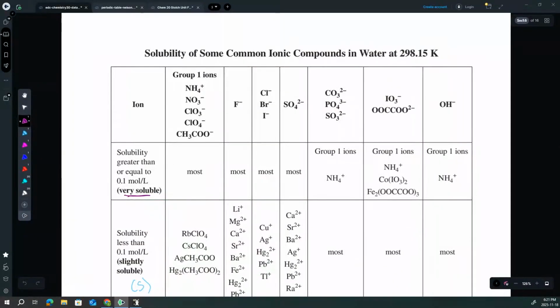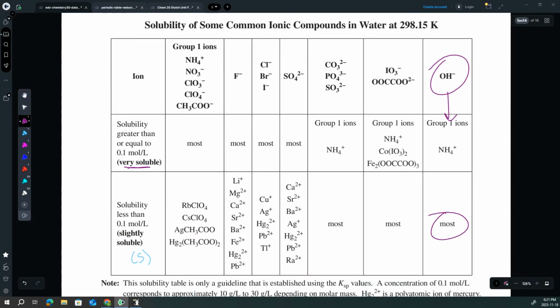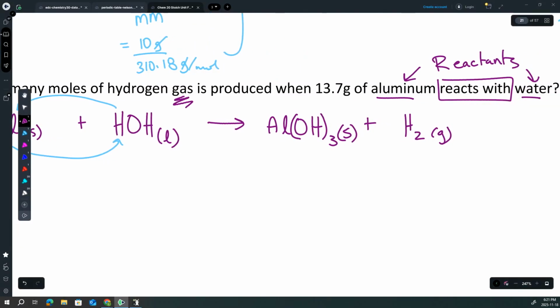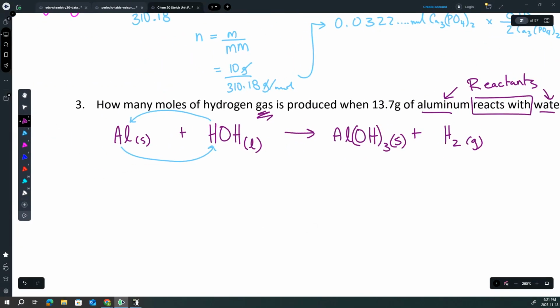So let's find our anion, or our negative ion, first. Hydroxide. Okay, group 1 ions and ammonium are soluble, but everything else is insoluble. So aluminum isn't in either one of these groups, so that means it must be insoluble. So this is solid. All right, that's our skeleton equation. Let's balance this out.